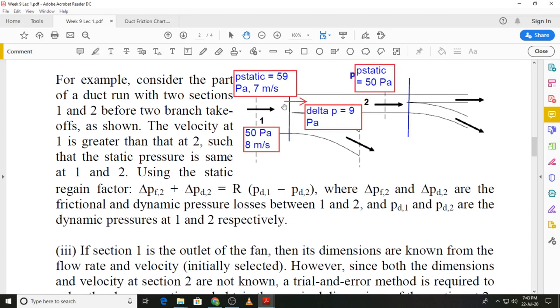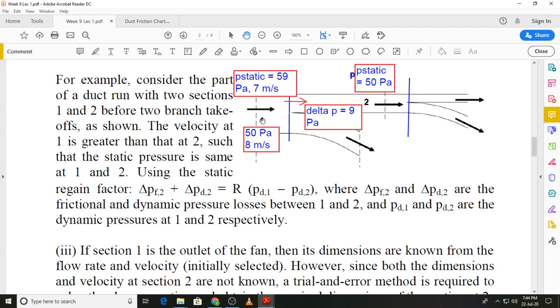So reduction in the velocity causes an increase in the static pressure of 9 pascals, and then again there is a pressure drop of 9 pascals, giving us the value of 50 pascals. That was what we started with.